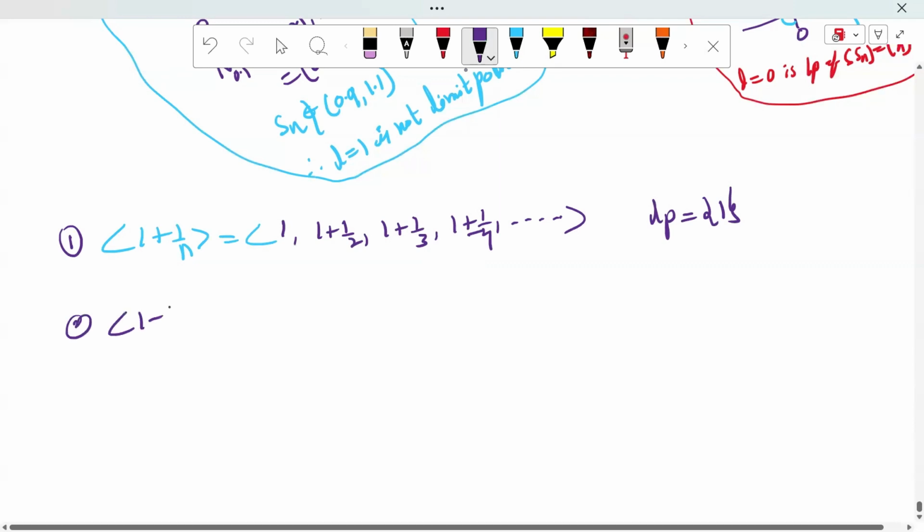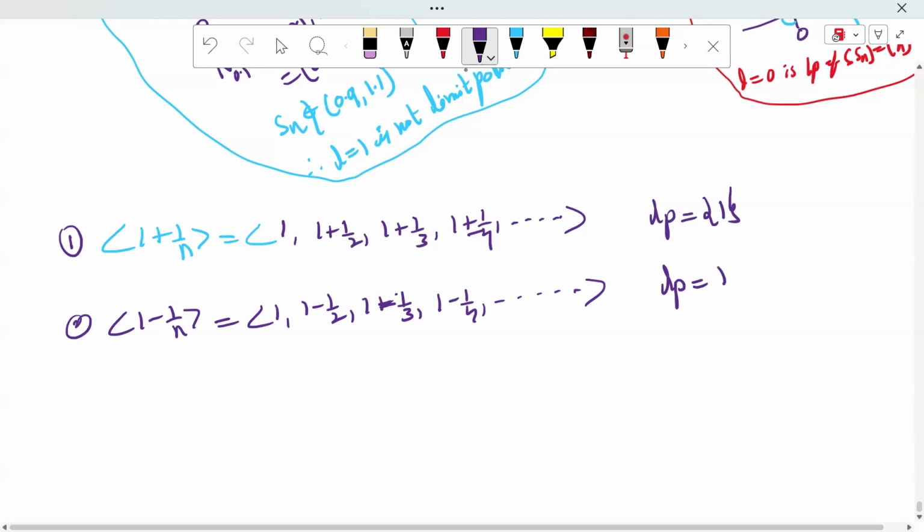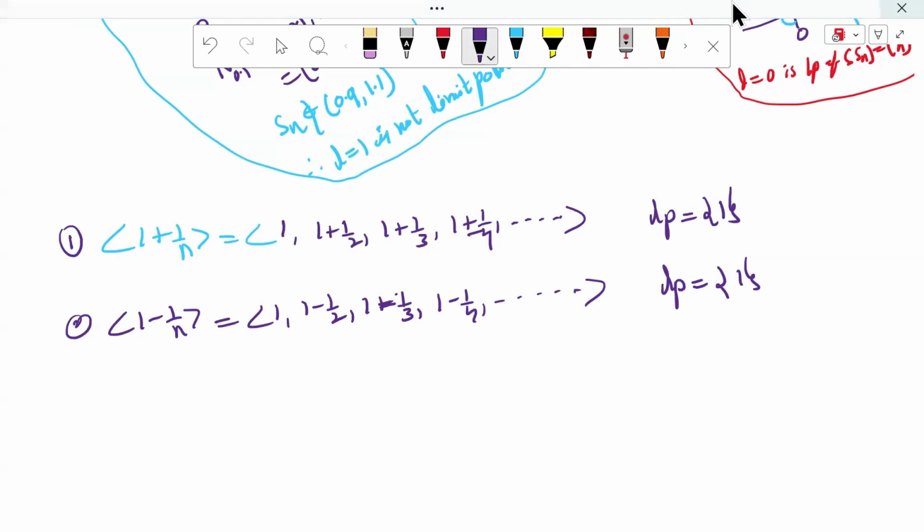Next student sir. Next 1 minus 1 by n. It is nothing but 1, 1 minus 1 by 2, 1 minus 1 by 3 and 1 minus 1 by 4 up to so on. So limit n approaches infinity. What is the limit point here? 1 is the limit point. Therefore the sequence is a convergent sequence. Is it clear sir? These are the limit points.